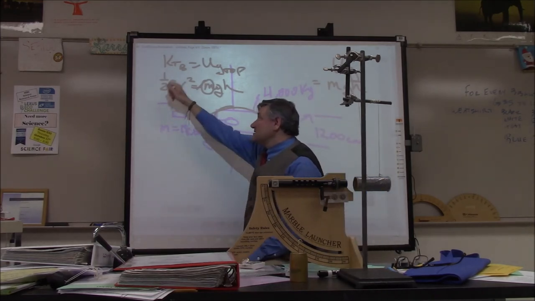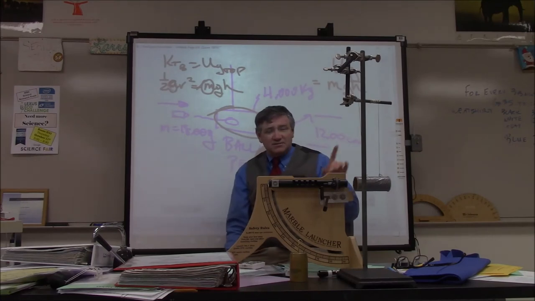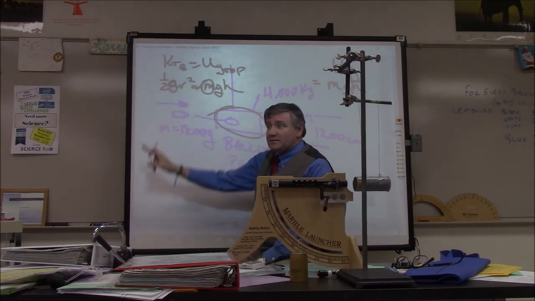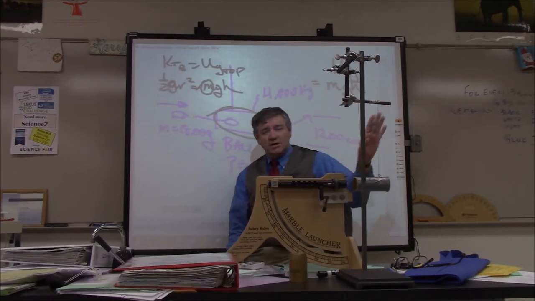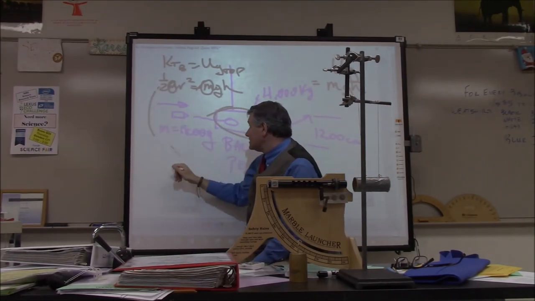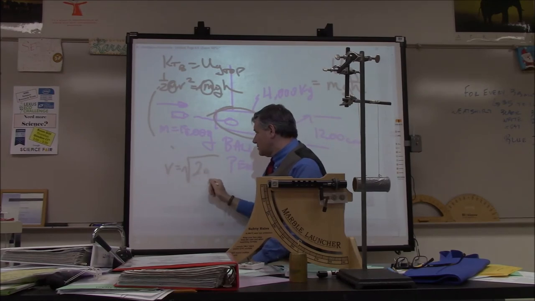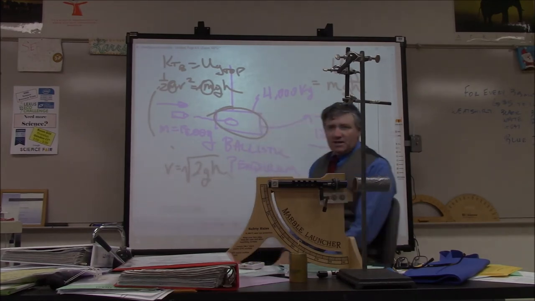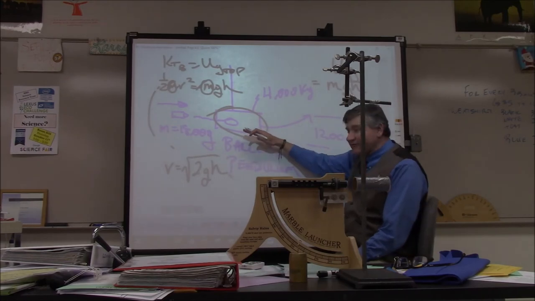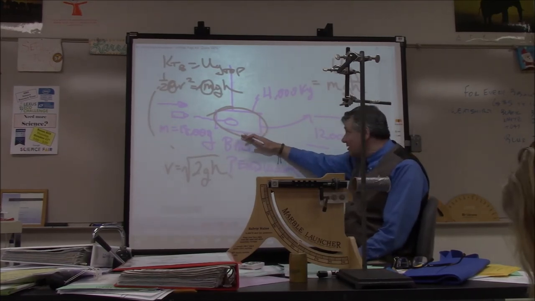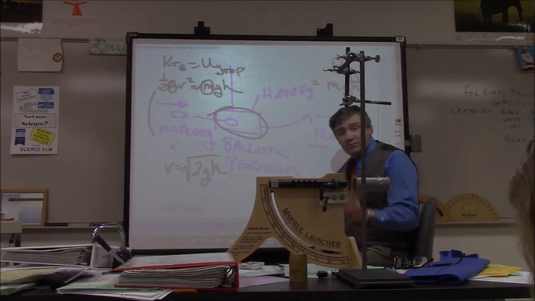Now, here's the deal. Since these masses, and only because these masses are the same, what can I do here? Cancel them out. So then, if I simplify this, I get v equals the square root of 2gh. So that tells me how fast this thing had to be moving here to swing up to this height. Now, I want you to think about something.